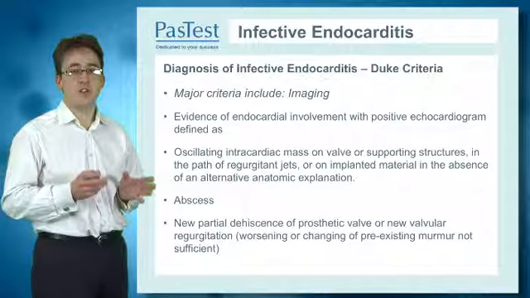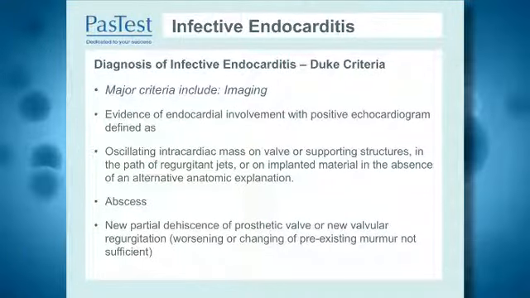It may be the identification of an abscess, and this may be on a transthoracic or probably more frequently on a transesophageal echocardiogram. Or it could be the new partial dehiscence of a prosthetic valve or valvular regurgitation, and this may be in the presence of worsening or changing pre-existing murmur.